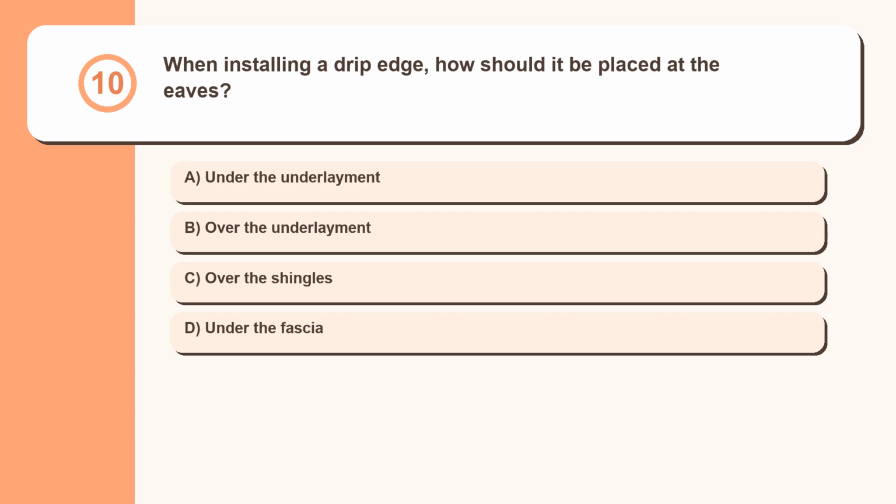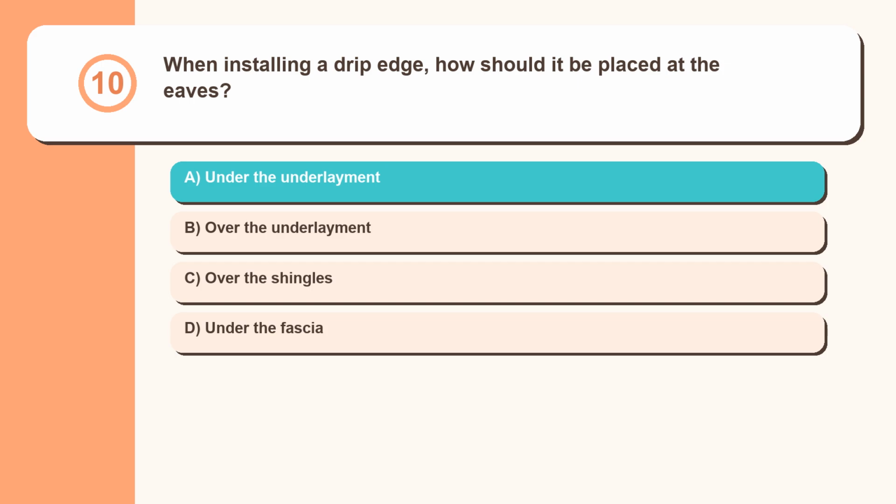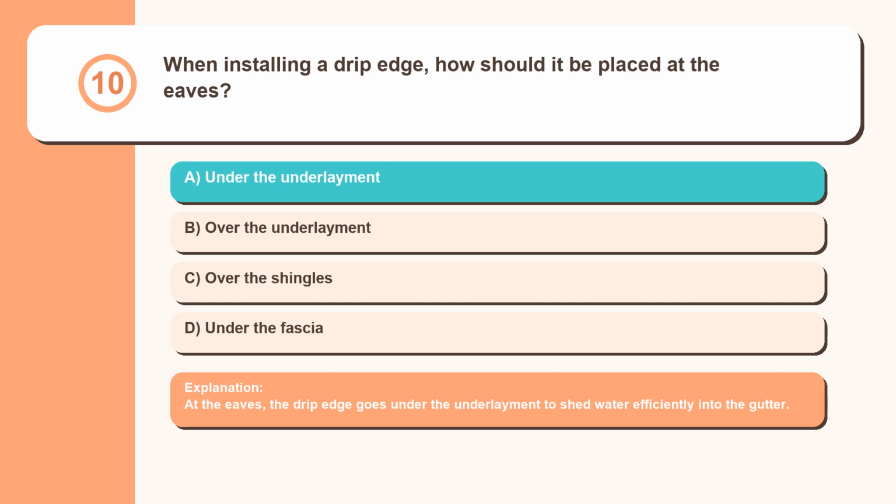Question 10. When installing a drip edge, how should it be placed at the eaves? Under the underlayment, over the underlayment, over the shingles, under the fascia. At the eaves, the drip edge goes under the underlayment to shed water efficiently into the gutter.